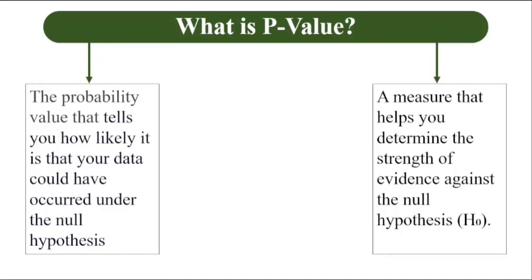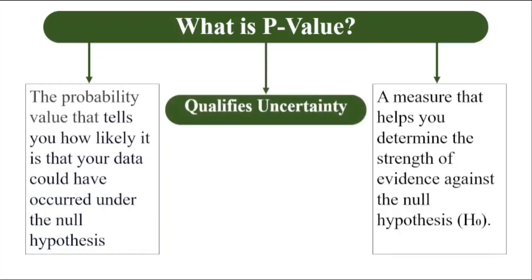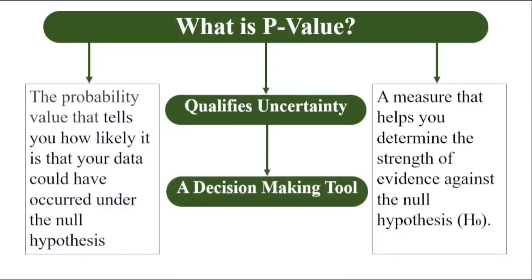Essentially, the p-value plays two basic roles. 1. The p-value quantifies uncertainty. That is, the p-value gives a probability that your sample data would occur under the assumption that the null hypothesis is true. And 2, it is a decision-making tool. That is, it helps you to decide whether to reject or fail to reject the null hypothesis.